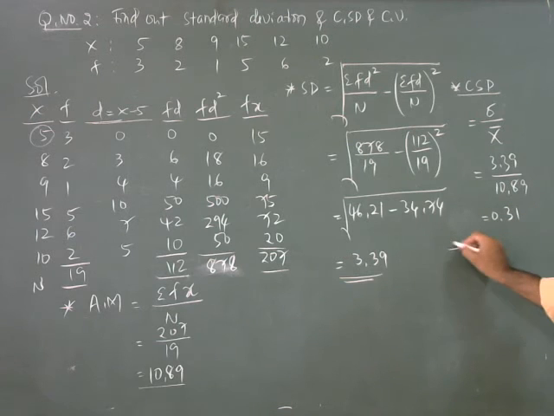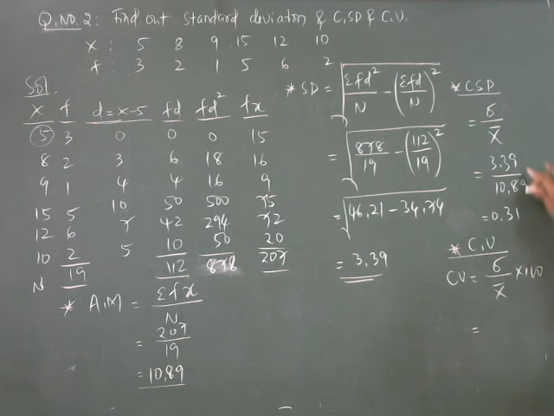0.31. If I say coefficient of variation, CV equal to standard deviation divided by mean into 100. Into 100 means only simple. This formula is very simple. Here it is not multiplied, here it is multiplied. Now the answer: 3.39 divided by 10.89, the mean, into 100. So you will get 31.13. That is in percentage. That is in percentage always. If you are not using the percentage symbol, by default 31.13 is the percentage answer.